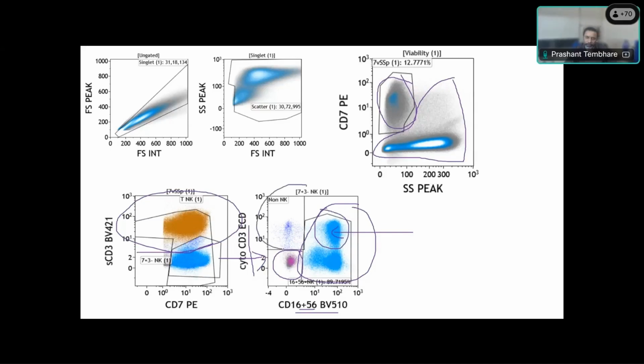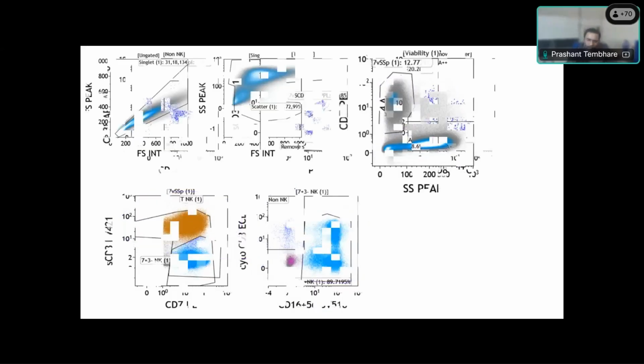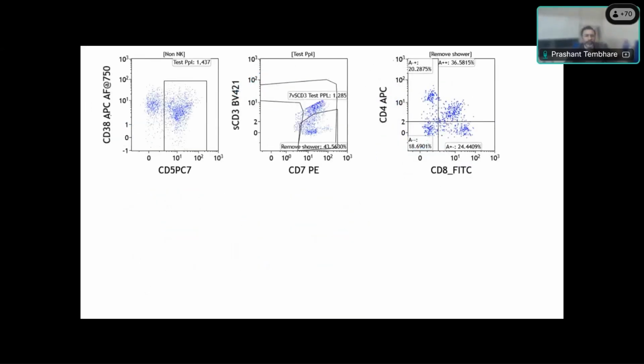So you get this population. Now in this population, you also use a combination of CD38 and CD5 to differentiate. The reason is that during cytoplasmic processing, some of the cells lose surface CD3. So you identify those cells. You can see there are some cells showing a shortfall of surface CD3, which means they have weak surface expression.